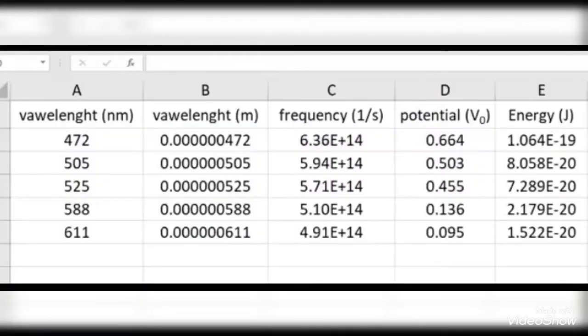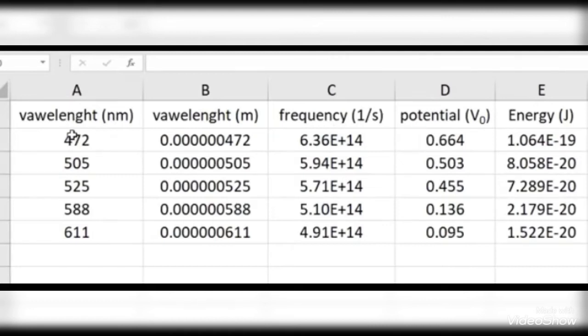So to determine the Planck's constant, we need to plot a graph of energy versus frequency, as you know. And to do that, we use the Excel program. First of all, we need to take the wavelength values we noted from our experiment and the potential values that correspond to each wavelength value that we measured during the experiment. We need to use these noted values to get frequency and energy values.